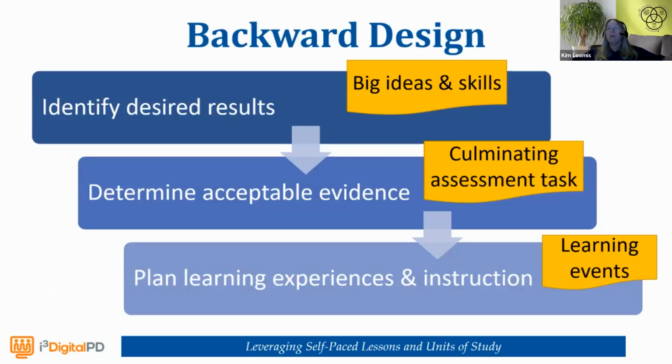So think of it as backwards design. Identify the desired results. What are the big skills and ideas? Go out and find where you can get DOK level 1 and 2 from curriculum partners. Then determine what is acceptable evidence or some type of practice. I always say, learn about something, grow it, practice it, and then show that you've practiced it. So think about what learning events you want the kids to have.